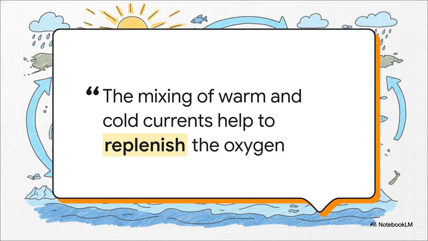I want to really emphasize this by sharing an exact quote drawn directly from our source material. It says, "The mixing of warm and cold currents help to replenish the oxygen and favor the growth of planktons, the primary food for fish population." I absolutely love that because it perfectly illustrates how abstract ocean physics, like gravity and the Coriolis force, are deeply and directly tied to the biological foundation of the entire ocean.